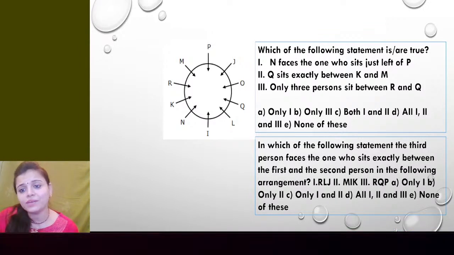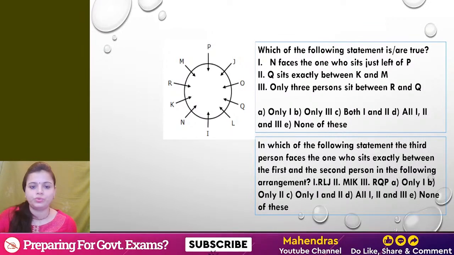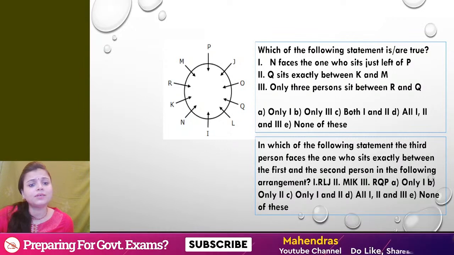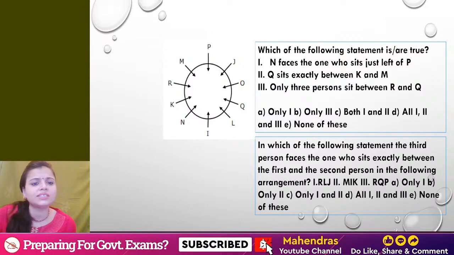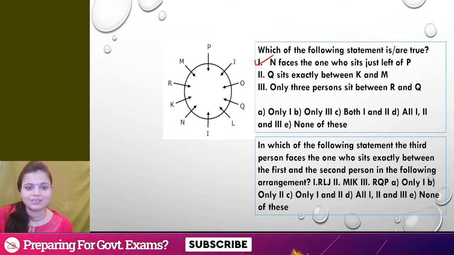Which of the following statements is or are true? First one: K faces the one who sits just left of P, and faces the person who is facing J. Is J just left of P? Yes. First one is right.